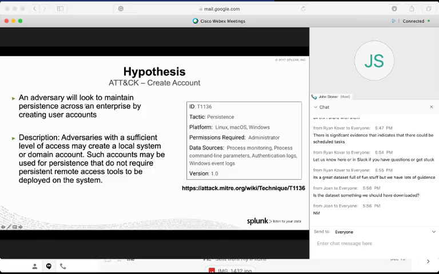Okay. I'll assume everybody's there. If you're not or you're having problems with the system loading, go ahead and hit us up on chat.